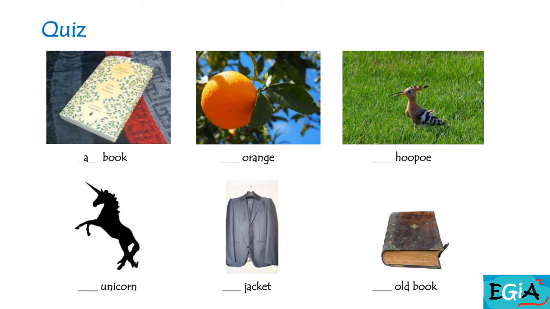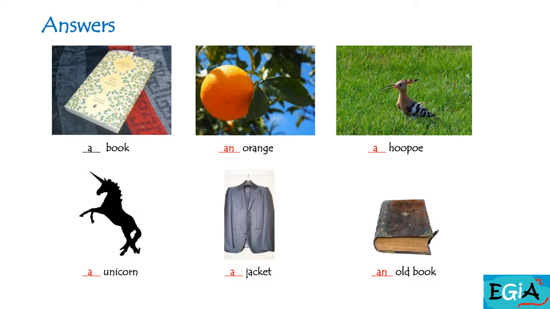Time for a quick quiz. Okay, if you say so. A or an? Fill in the blank spaces. A book. Here are the answers. A book, an orange, a hoopoe, a unicorn, a jacket, an old book.